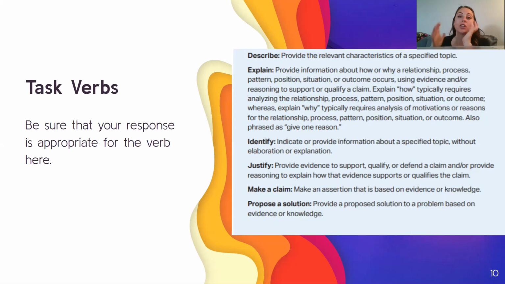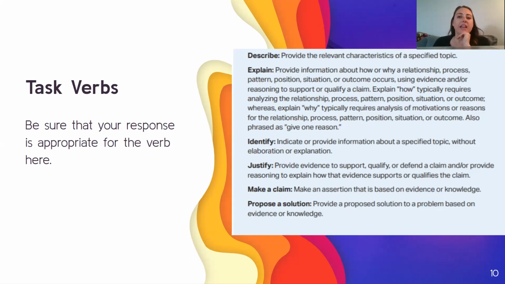A justification is like the why. Why is this the best one? Why does that happen, okay? So it's more closely related to explain than it is to identify. Maybe defend your argument would be a good way to think about justify. So why is this one the best one?